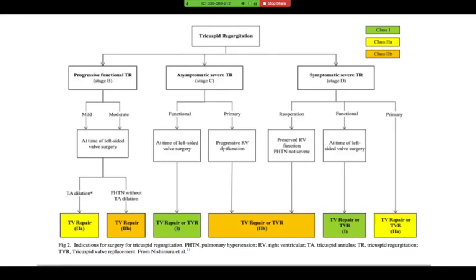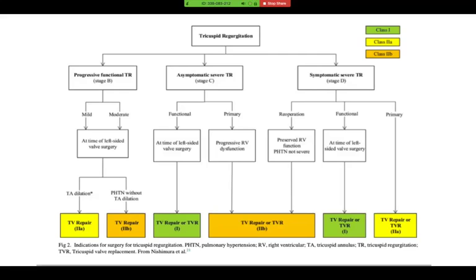Coming to progressive functional TR, if mild or moderate functional TR is there at the time of left-sided valve surgery, and they have tricuspid annular dilatation, we could go for TV repair. If they have pulmonary hypertension without TA dilatation, we also go for TV repair, but the class will change. It will be 2B as compared to 2A in tricuspid annular dilatation.